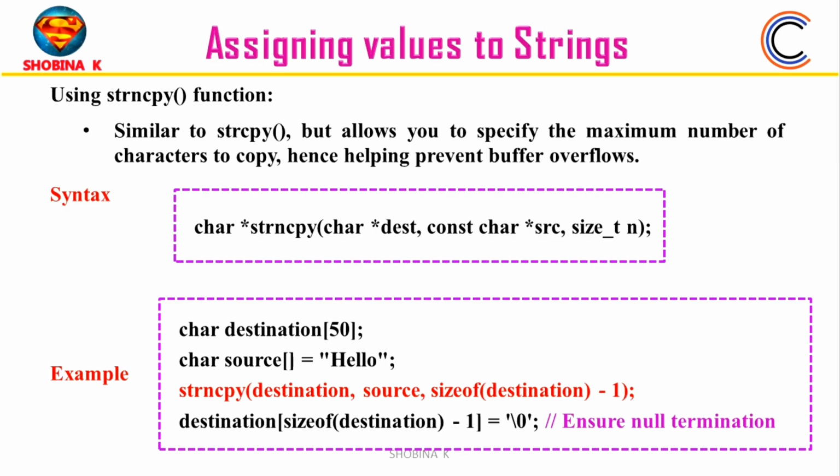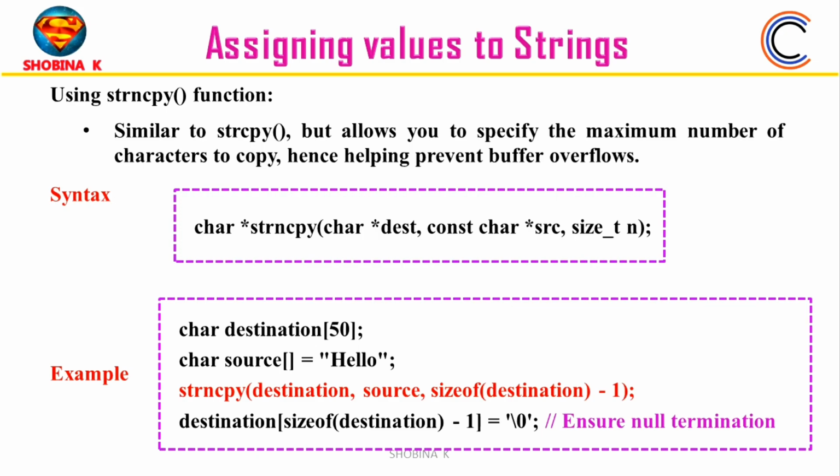Now look at the example. In the code snippet, destination is the destination buffer where the copied string will be stored. Source is the source string that you want to copy. The function strncpy is used to copy the characters from the source string to the destination buffer, and it ensures that no more than n characters are copied to prevent buffer overflows. So in this example, we allocate memory for a character array called destination, which is capable of holding 49 characters plus the null terminator. We initialize another character array called source with the string "hello".